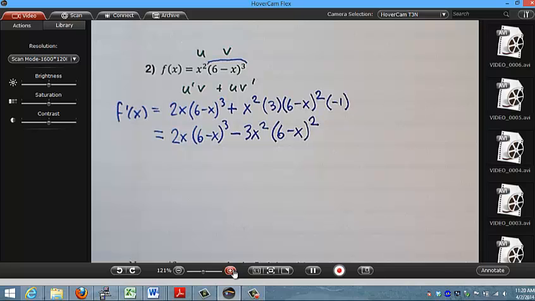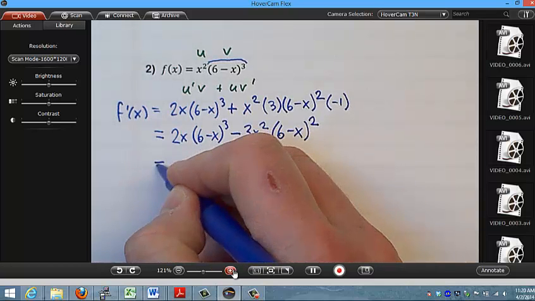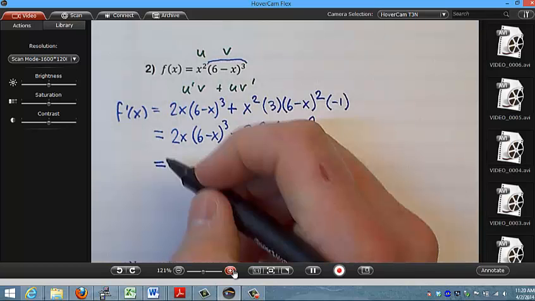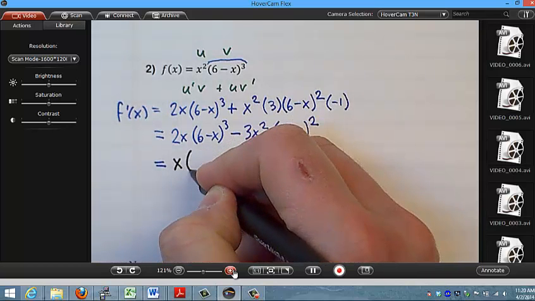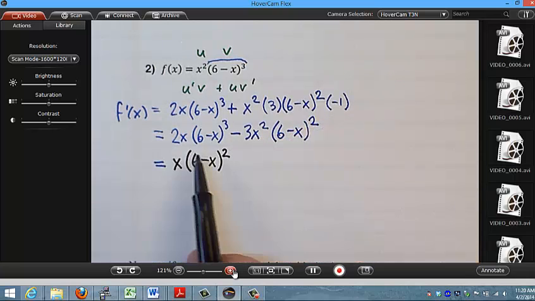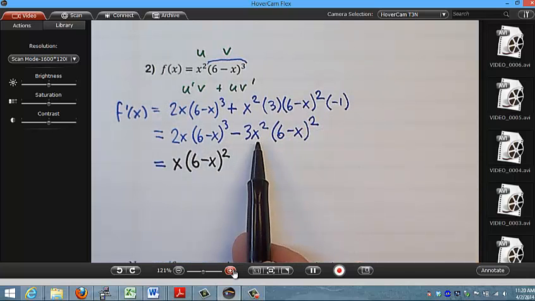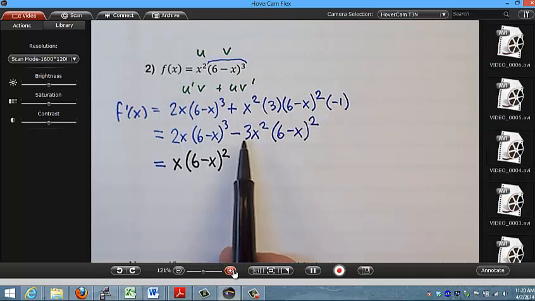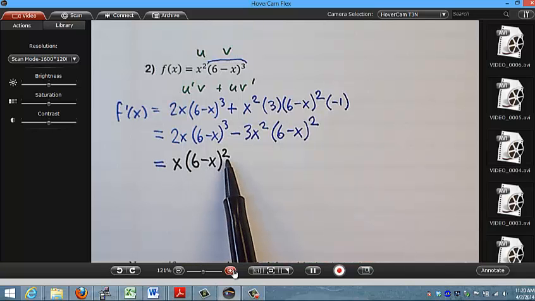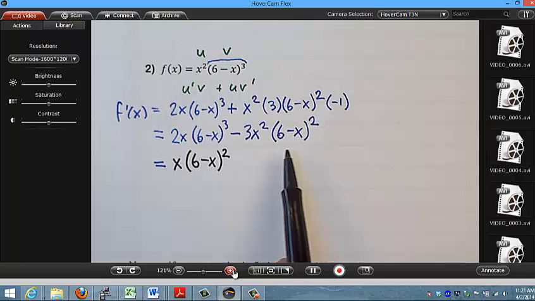You guys with me so far? Okay. Let me take out a common factor. You may not have thought of this, but I want to show you that this is kind of a cool trick. I notice that there's an x common to both terms. And I notice that there's a 6 minus x common to both terms. Actually, you could take out 6 minus x squared. You can't take out 6 minus x cubed because this one only goes up to squared.